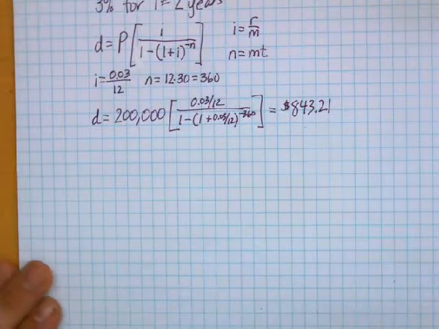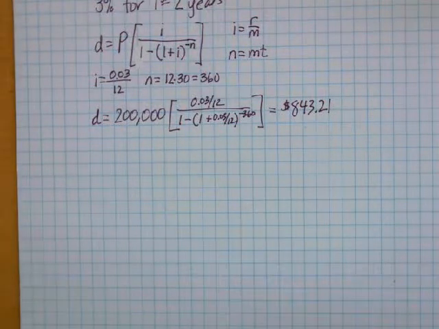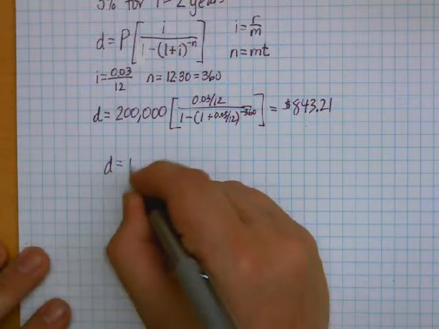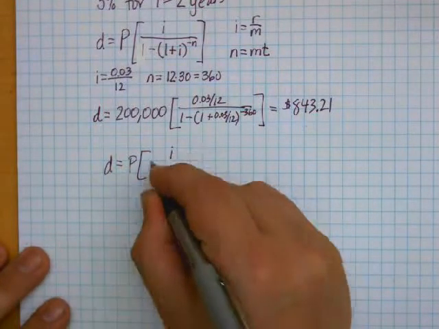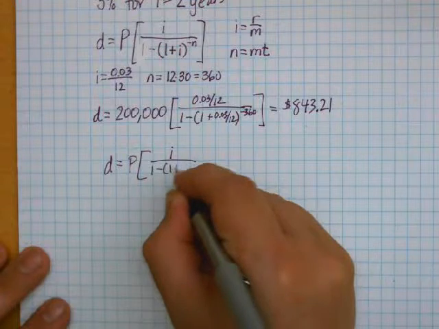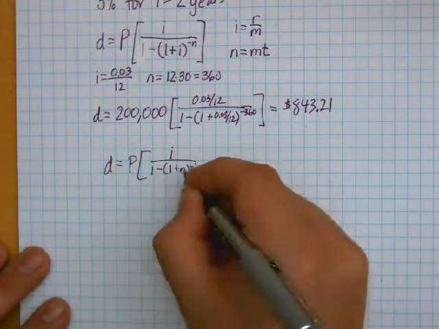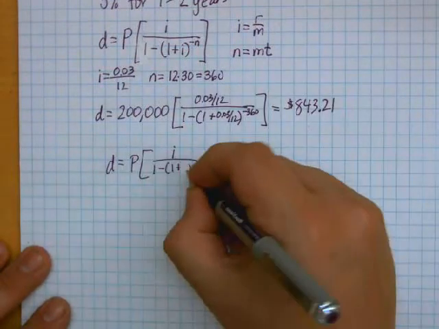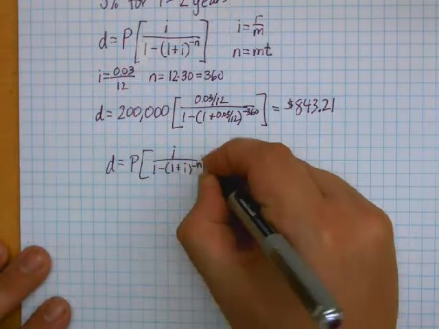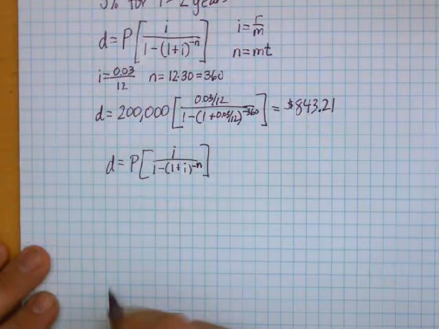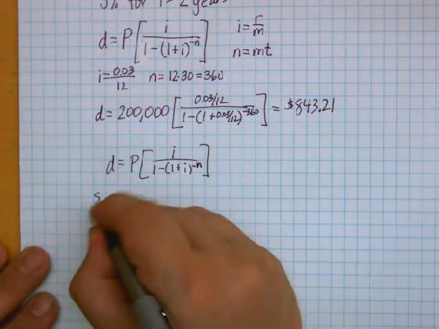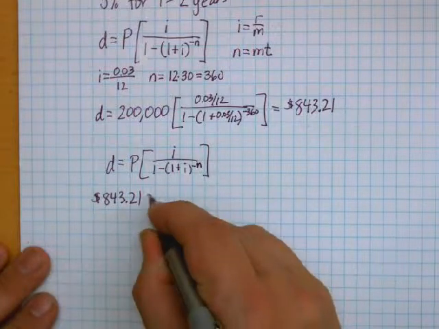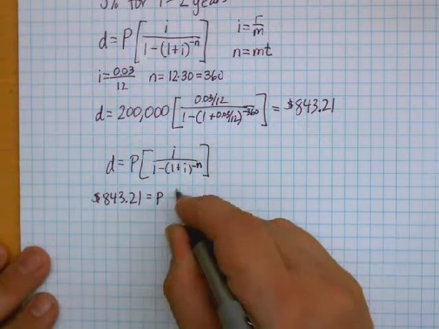So at this point, we're trying to figure out how much we still owe. So we're still going to use this formula, and we're going to kind of work backwards to figure out P, the principal. We already know D. That's the $843.21. And we're looking for P.